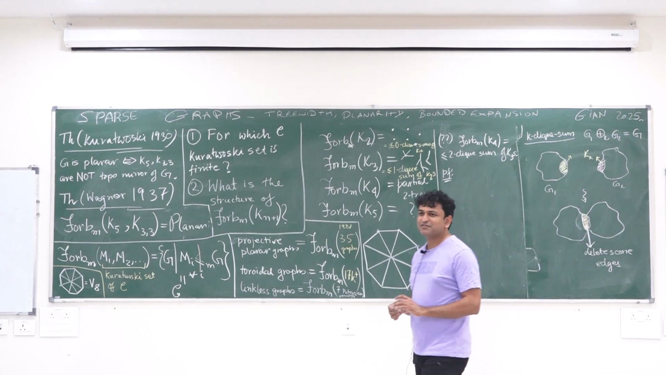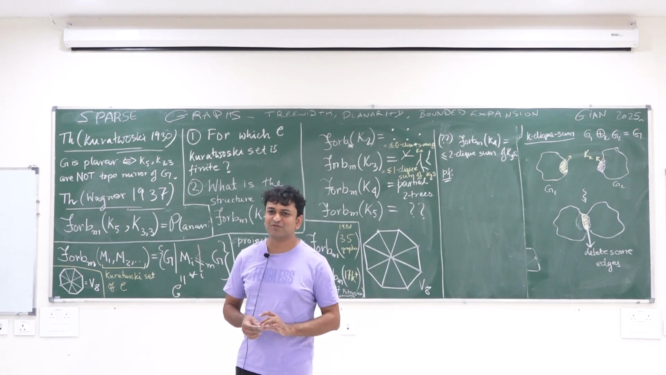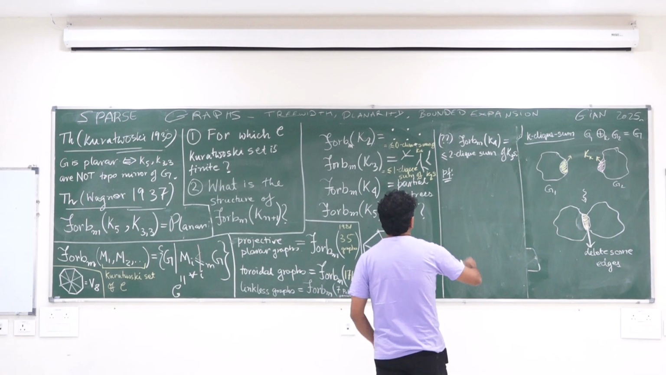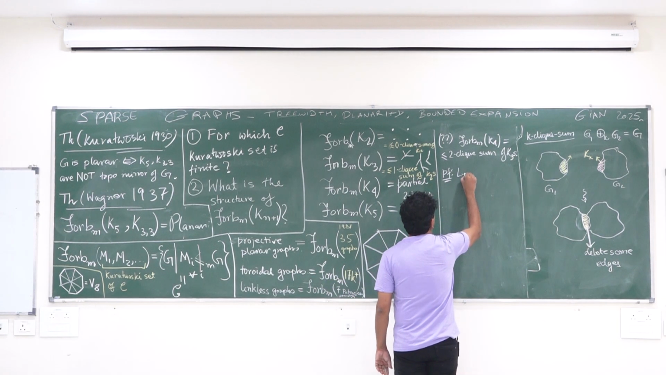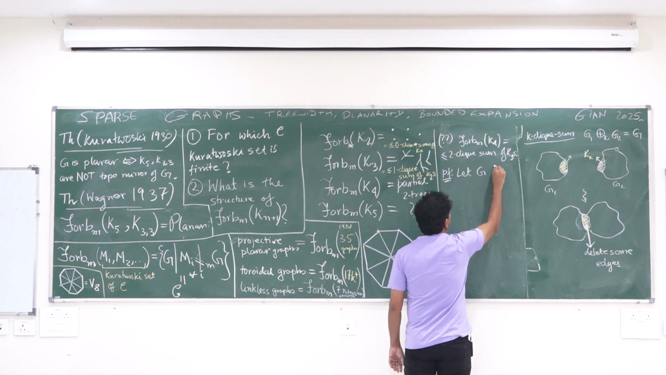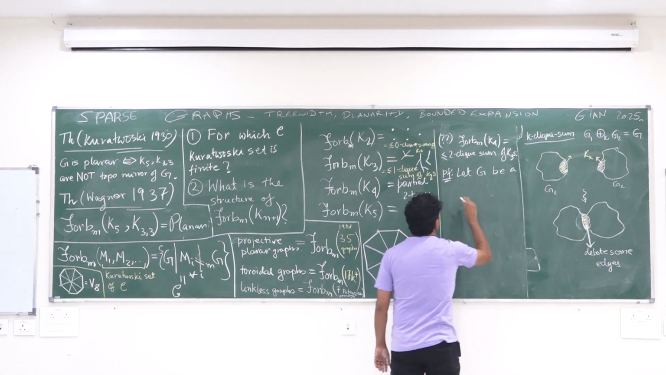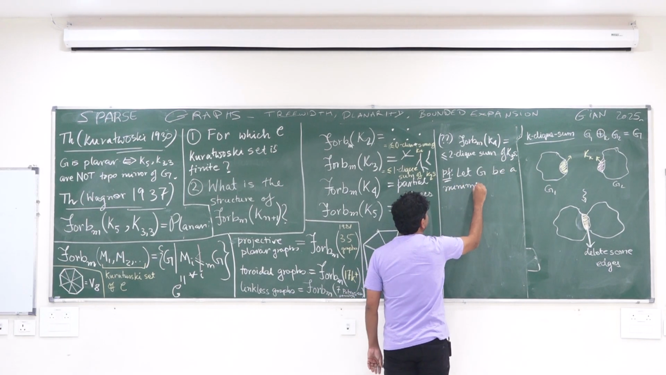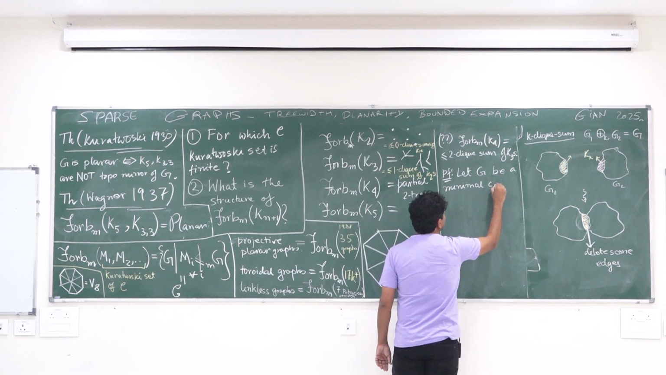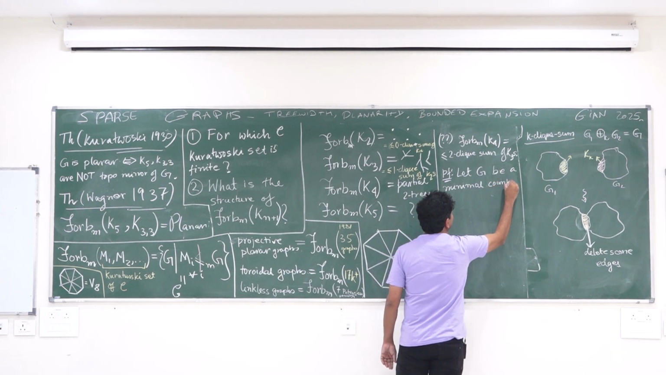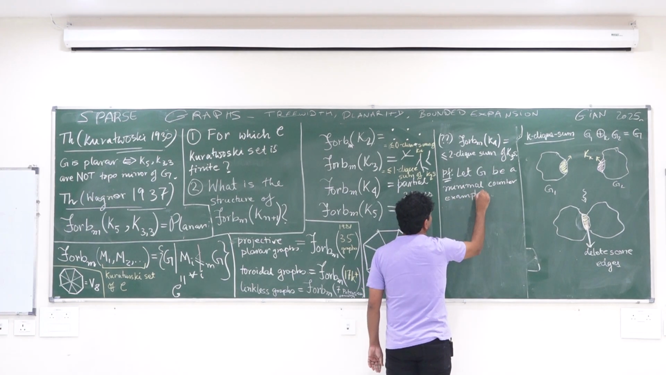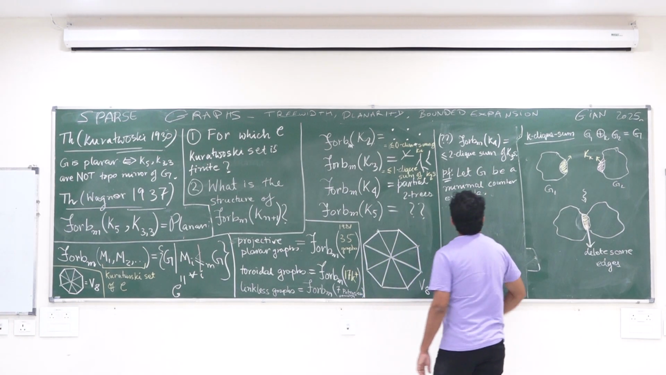So what was our favorite statement of the first line of the proof again? Minimal counterexample. Let G be a minimal counterexample. So what does it mean?